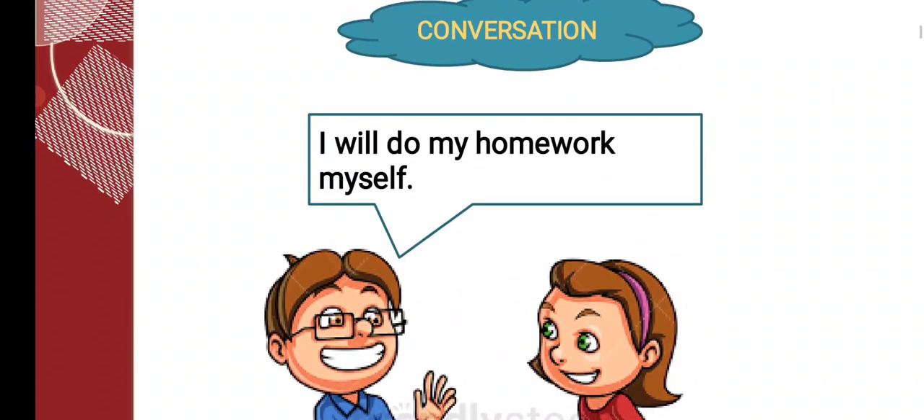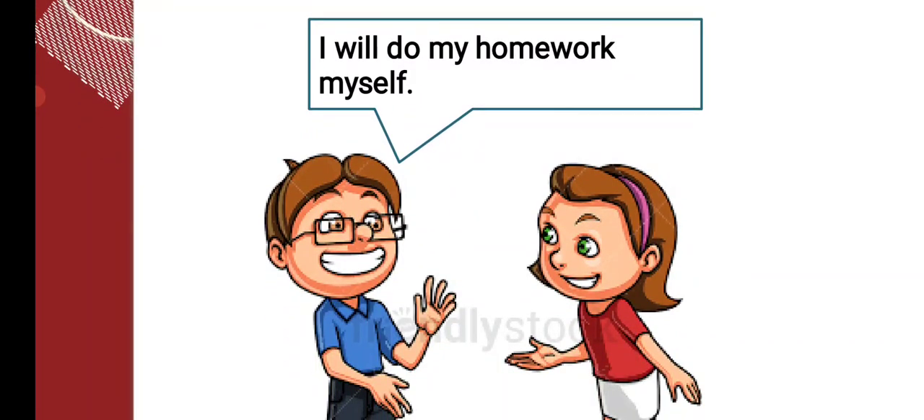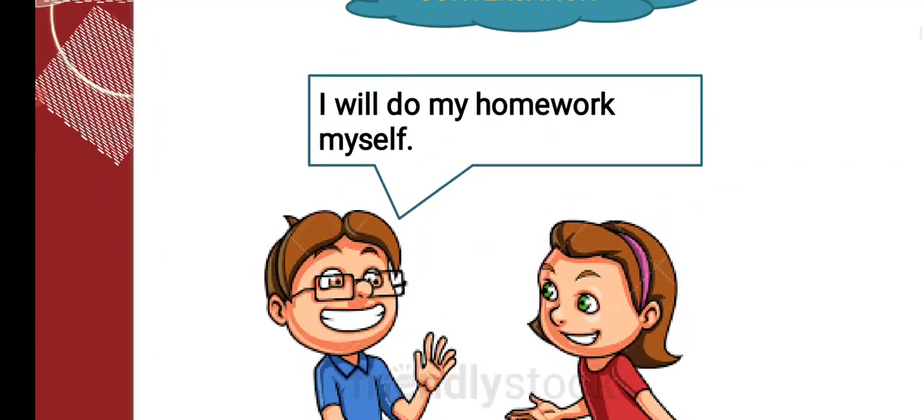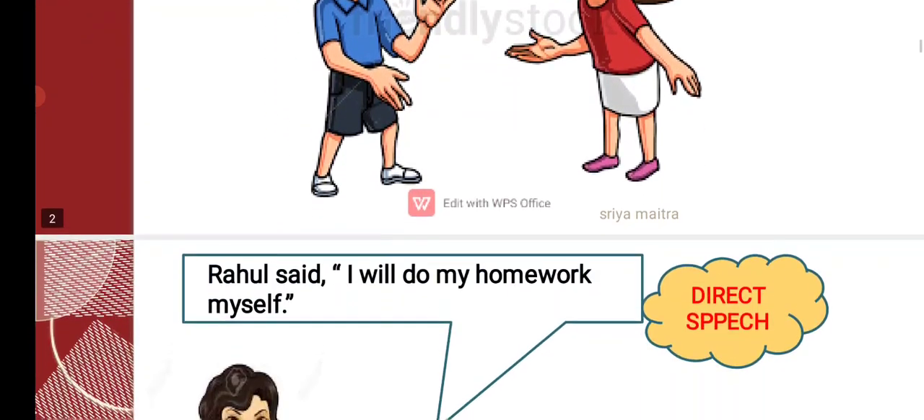You can see this is Rahul and this is the girl here. She can be any girl. Rahul is the first person and Rahul says, "I will do my work myself." So this is Rahul's direct speech, right? This girl is listening to Rahul's words. Now she can convey Rahul's words in two ways. She can use Rahul's words, that will be direct speech, or she can share Rahul's message to her friend in her own words.